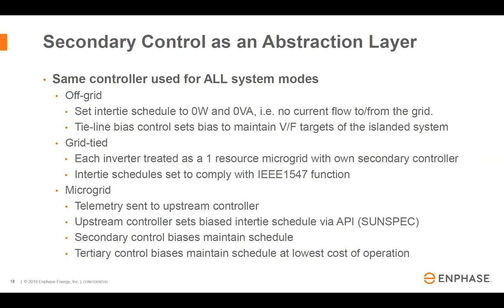So we're not actually changing the control. All we're doing is saying that, okay, if we're off grid, you set the intertie requirement to 0, and your ACE equations will actually only be based on your voltage and frequency error, and the system naturally regulates voltage and frequency off grid.